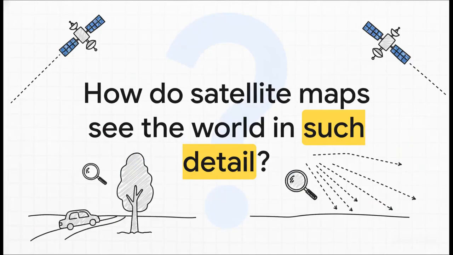I mean, it's a great question, right? It gets right to the heart of what this is all about. How can a little sensor, hundreds of kilometers up in the sky, possibly capture something as small as a car or a single tree? Well, it's not magic, it's physics, and it all starts with a single point of data.